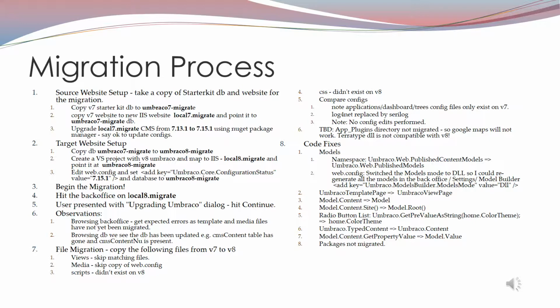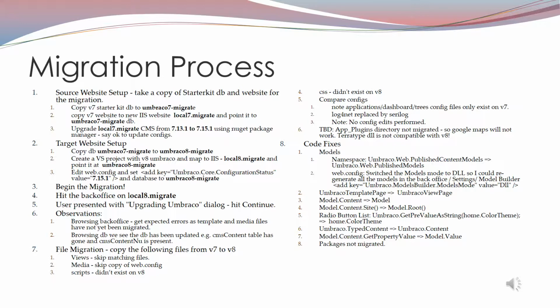So this is taking the version 7 website files across to the version 8 site. These files are the views directory, which contains all the template physical files. So we copy everything in there, but we skip matching files so we don't clobber any version 8 files that exist. We copy the whole media directory, we copy the scripts, we copy the CSS folders.